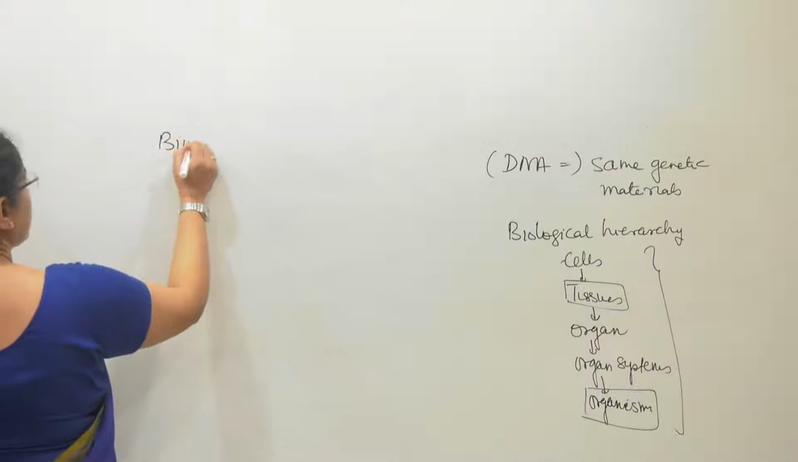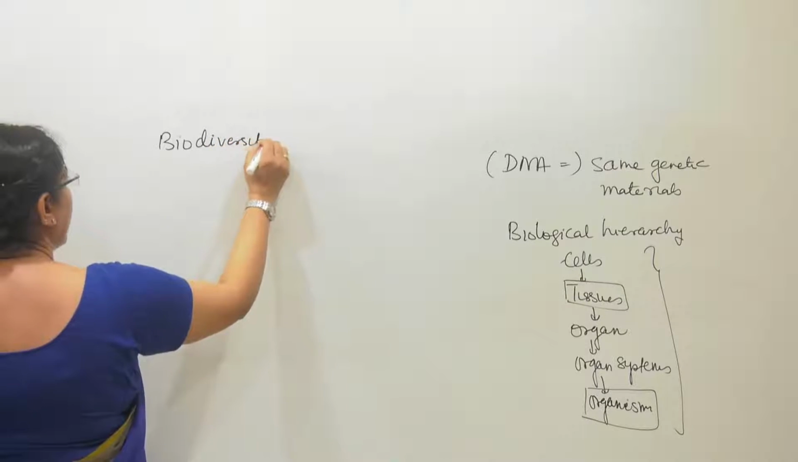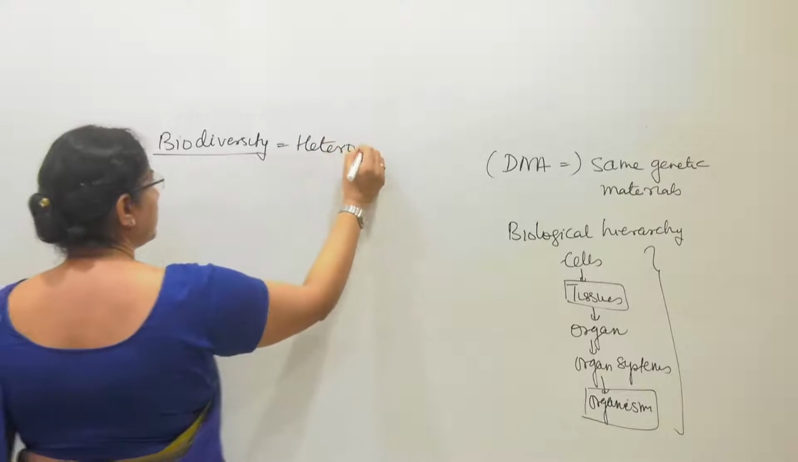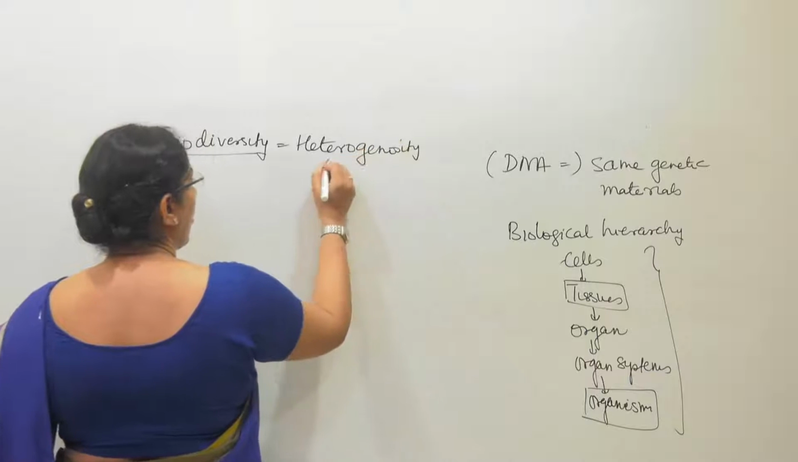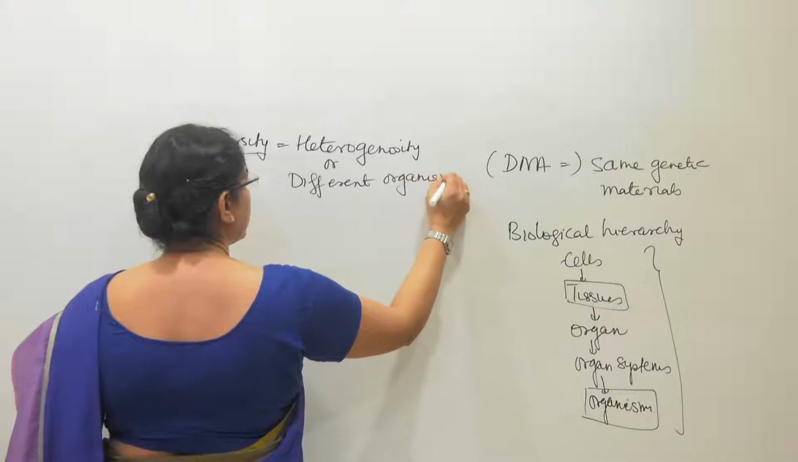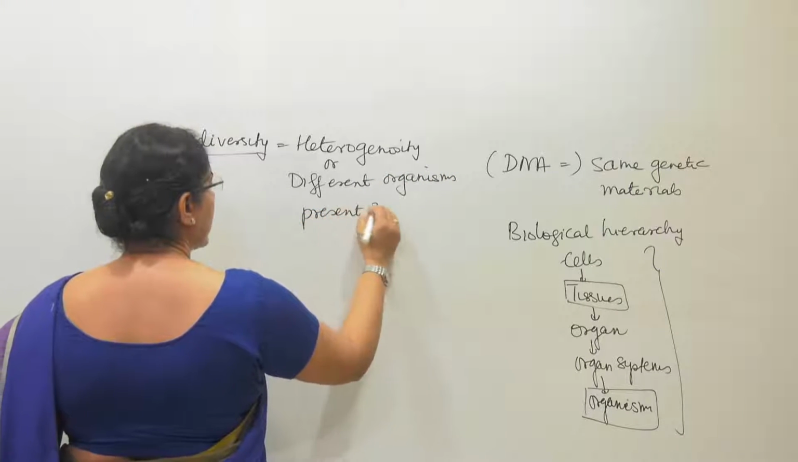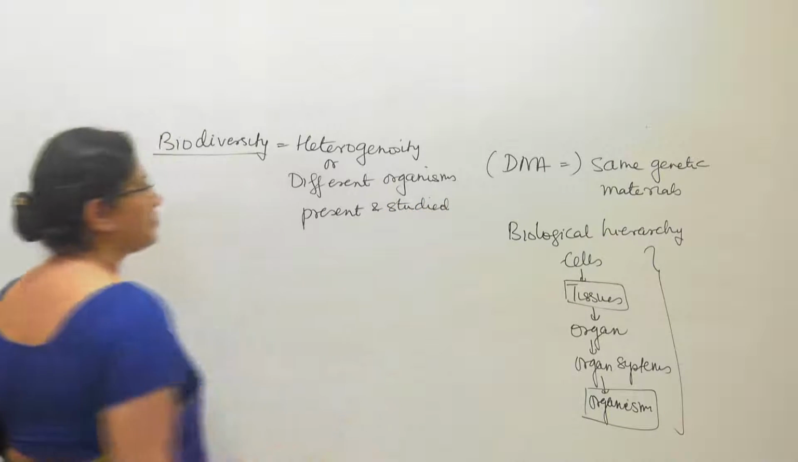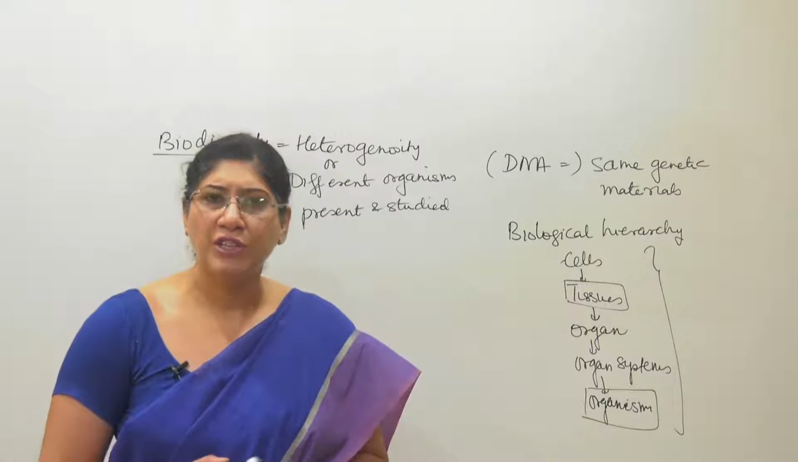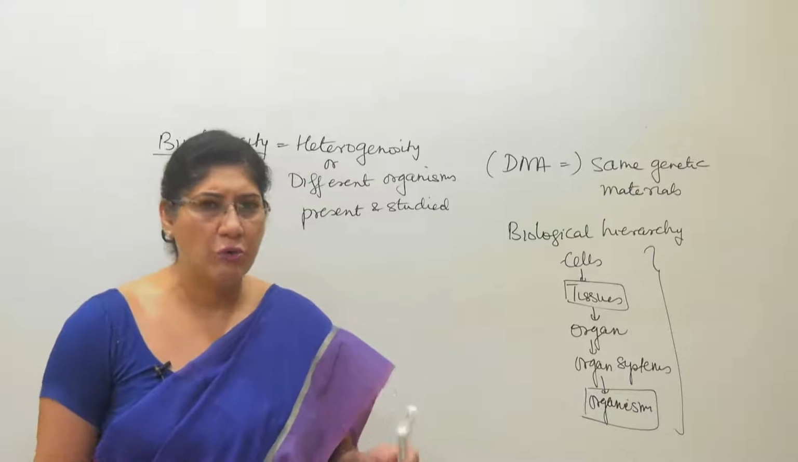This means we have a large number of organisms which we look at as biodiversity. Biodiversity is the heterogeneity or the different organisms present and studied. So the diversity at the level of organisms, the different kinds of organisms that we have. The organisms can be plants, animals, fungi, lower organisms, bacteria, everything included.